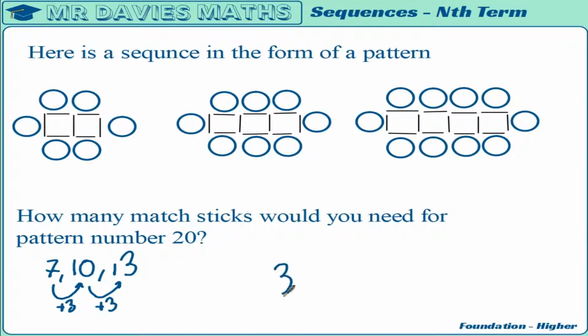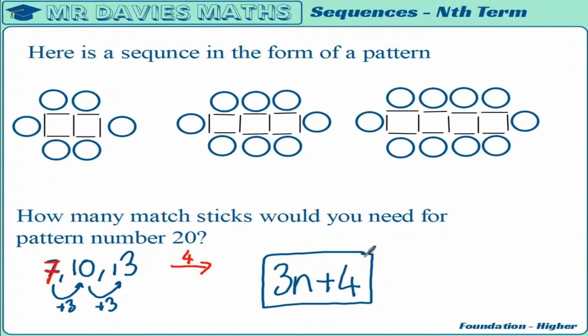So I'm going to call it the 3 times table. And the 3 times table should start at 3, but it's decided to start at 7. So I think every number has moved 4 spaces to the right. So it's 3n plus 4. Now, using that, I'm going to find the 20th number. What's the 20th number in the 3 times table? That would be 20 times by 3, which is 60, and then add 4 to it. So we would have 64 matchsticks in pattern number 20.